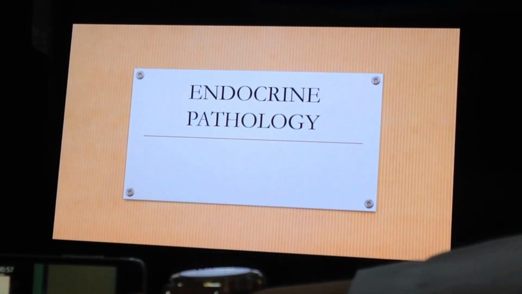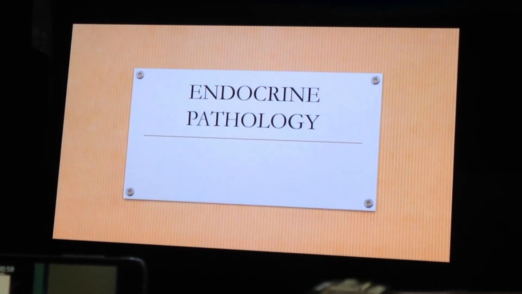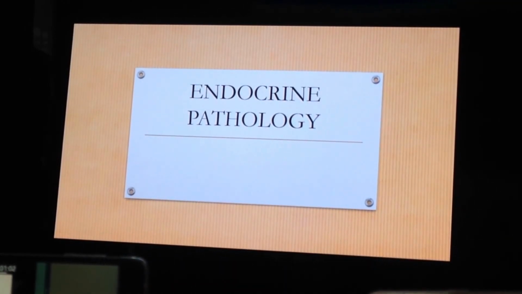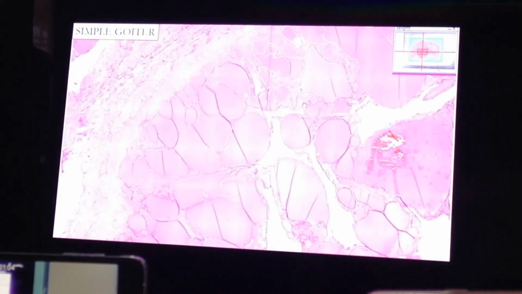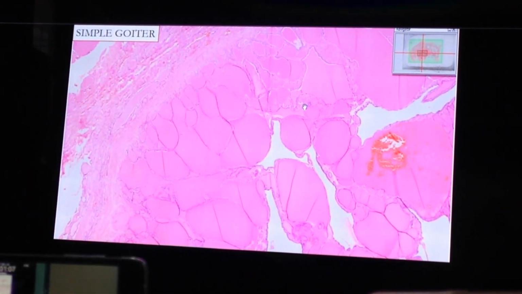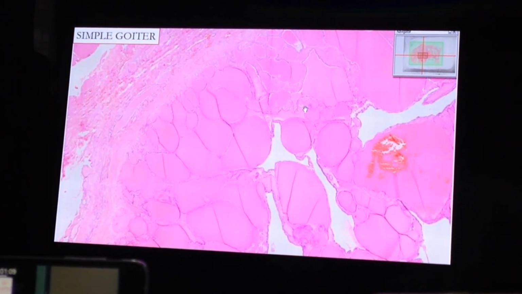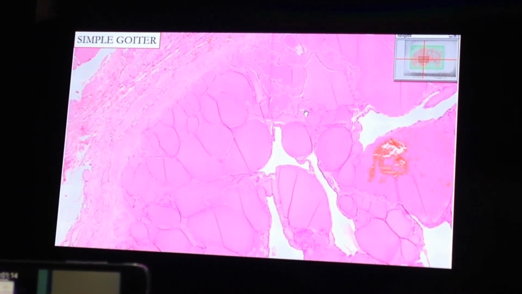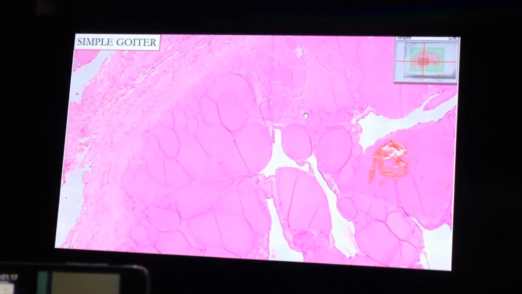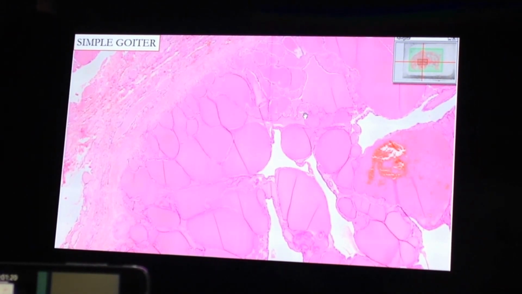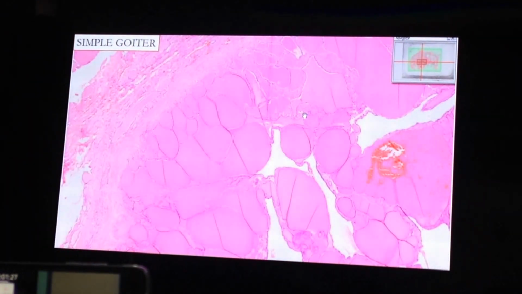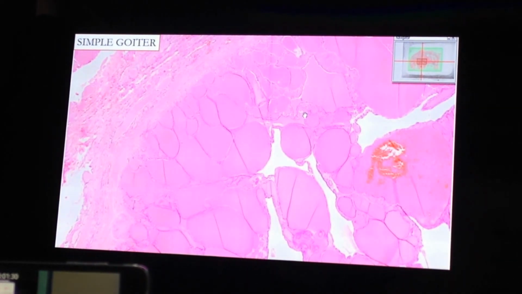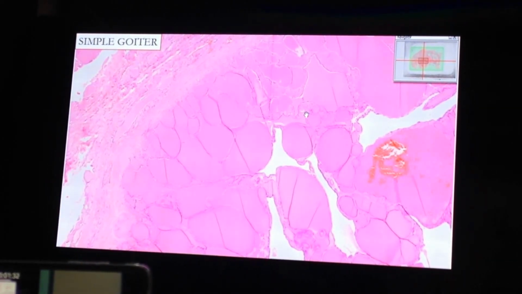So, the first organ is the thyroid gland, okay? We'll discuss the pathology of the thyroid gland. First slide, it's your simple goiter, okay? Simple goiter. The diagnosis is based on the gross appearance. Because we have multinodular goiter, we also have a simple nodular goiter. When you say simple goiter, it's just one nodule. And like that, in multinodular goiter, the characteristic gross appearance is the presence of multiple nodules.